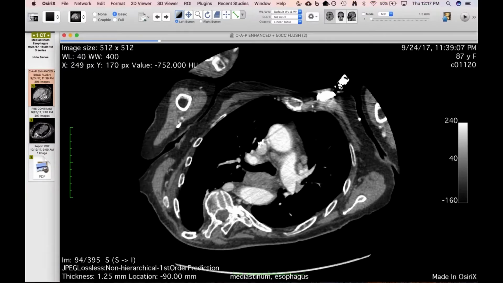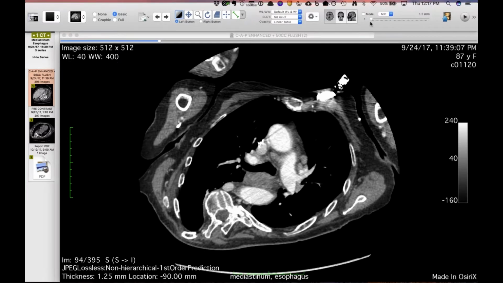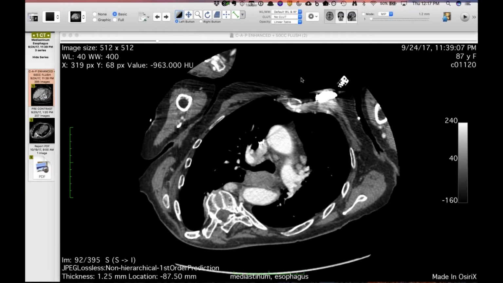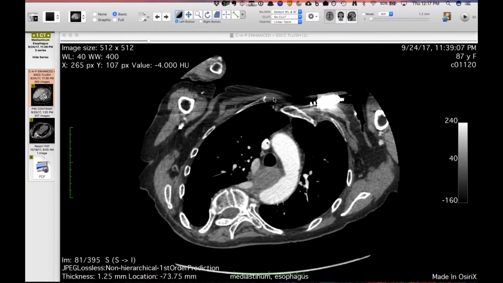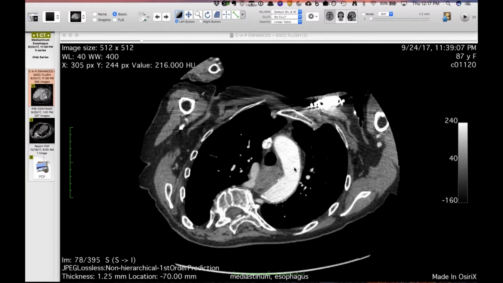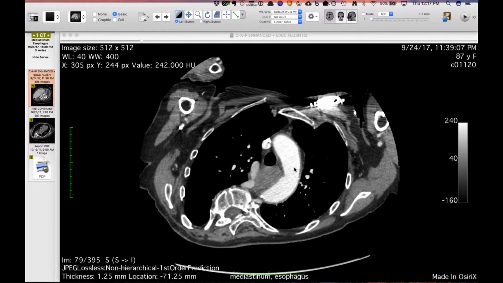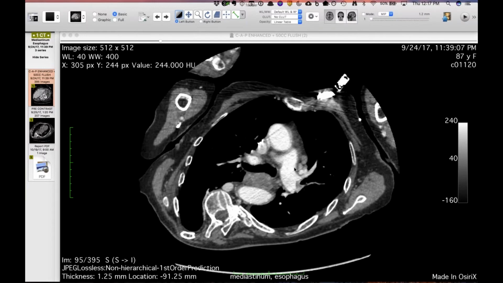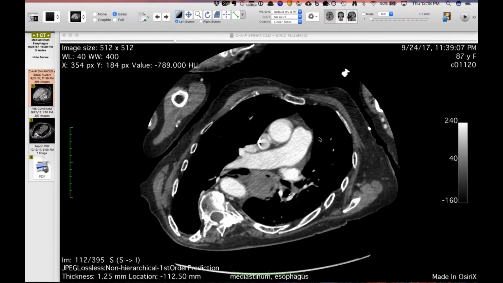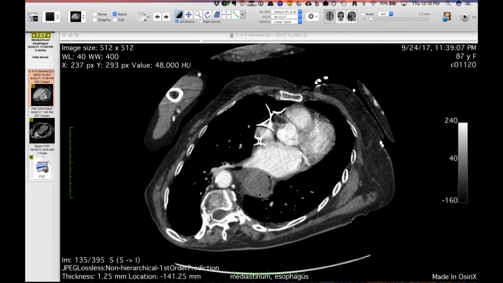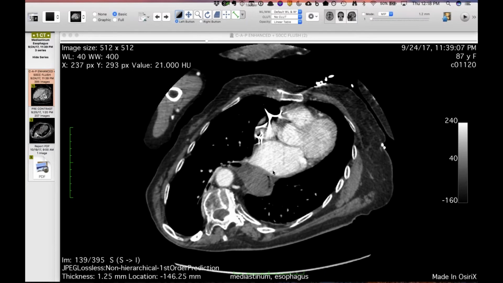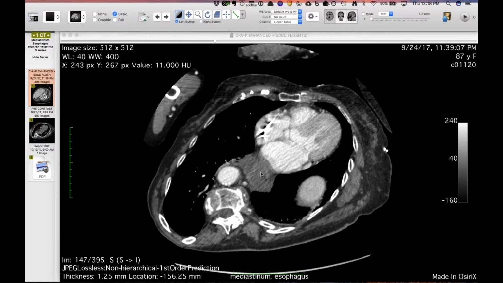All right, do you see my screen? Yes, we do. Okay, 87-year-old woman. This was a case from a couple months ago that I've wanted to show. She came in with hematemesis and some chest and abdominal pain and had this CT done. You can see she's got a pacer and otherwise not doing too bad for 87 years old. And the finding you see here is her esophagus.